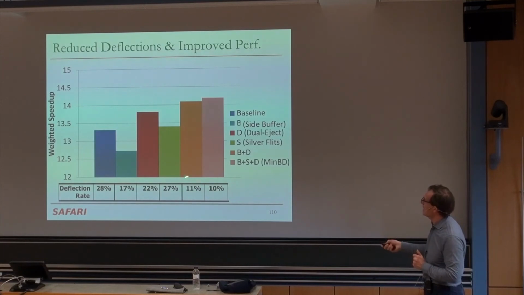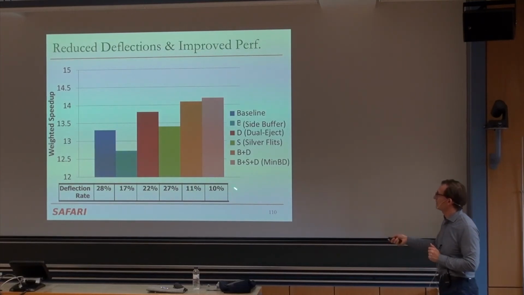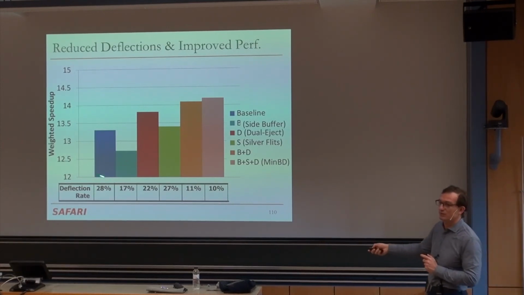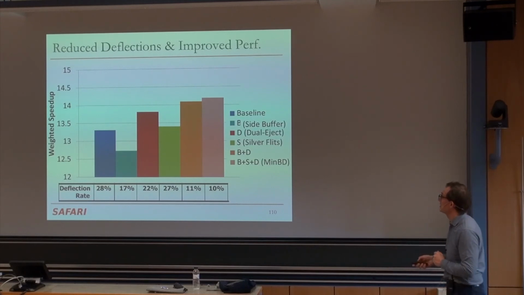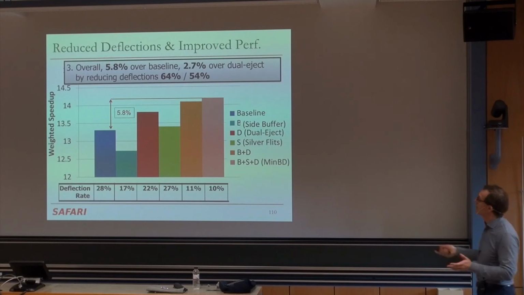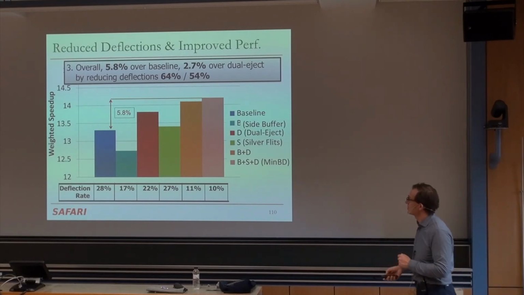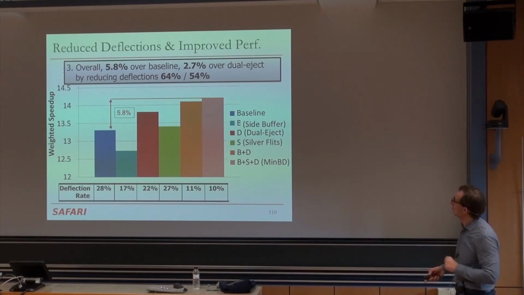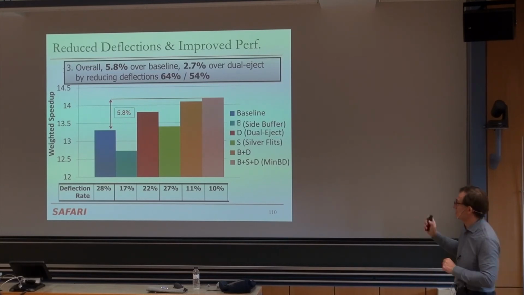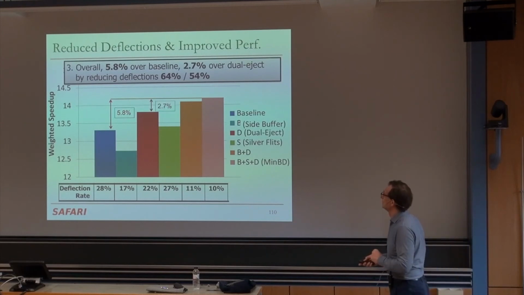And if you actually start combining these mechanisms, you get much higher reductions in deflection rate. So only 10% of the flits get deflected over here, whereas in the baseline, we had about 28% of the flits that are deflected. So overall, you get significant performance improvement over the baseline by reducing deflections by a significant amount. So that's the 5.8% performance improvement. So this is compared to a deflection router, of course, right? It's not compared to a buffered router.